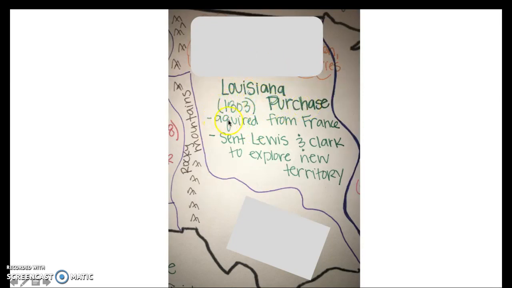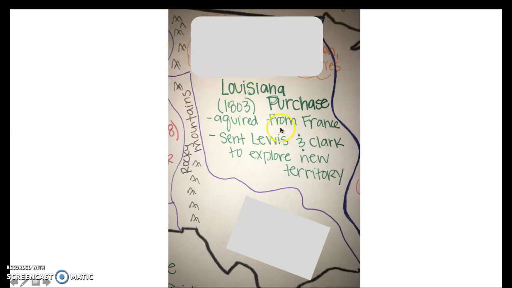We acquired, oh guys, I spelled that wrong. That should be A-C-Q-U-I-R-E-D. All right. So we acquired this land, which means we got this land from France. And after we did that, this is a huge, vast piece of land. Remember, it doubled the size of the United States. So we had no idea what was out here. So Thomas Jefferson sent, remember, Lewis and Clark to explore this new territory.